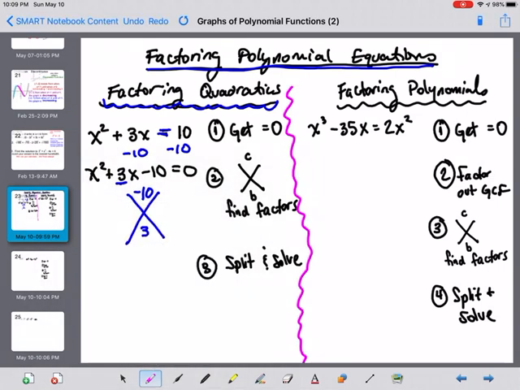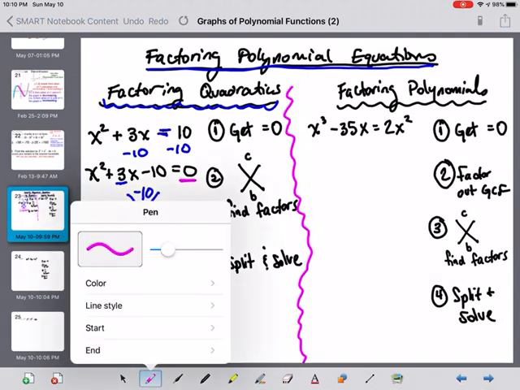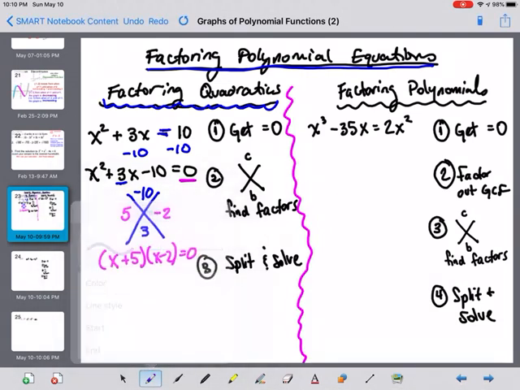So you take a second, you figure that out, and you say, hey, wait, don't 5 times 2 multiply to 10? But one of them has to be negative. Since the 3 is positive, that means the bigger number is positive. So the 5 is positive, and the 2 is negative, because the 3 was positive. I write it in my factors, x plus 5, x minus 2, and then I put the equal 0 at the end because it's equal to 0 here.